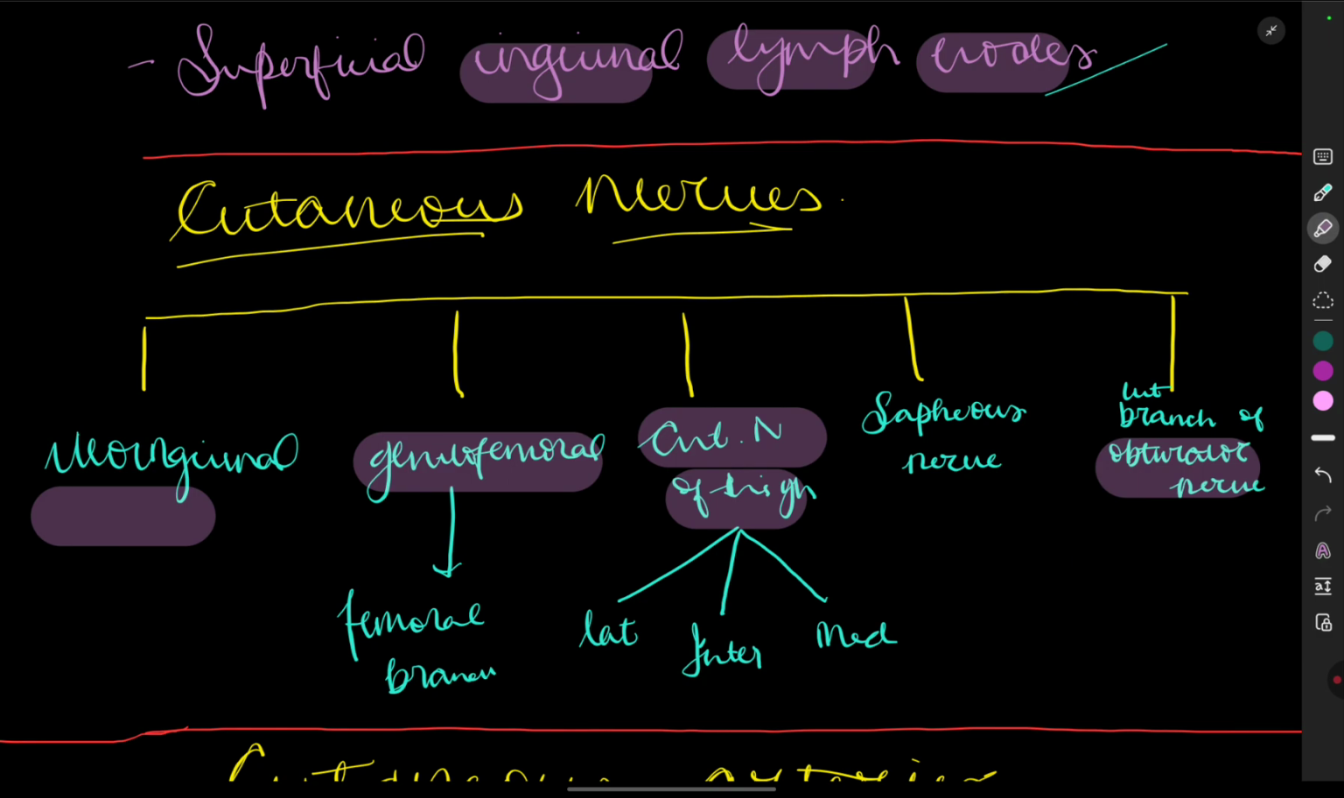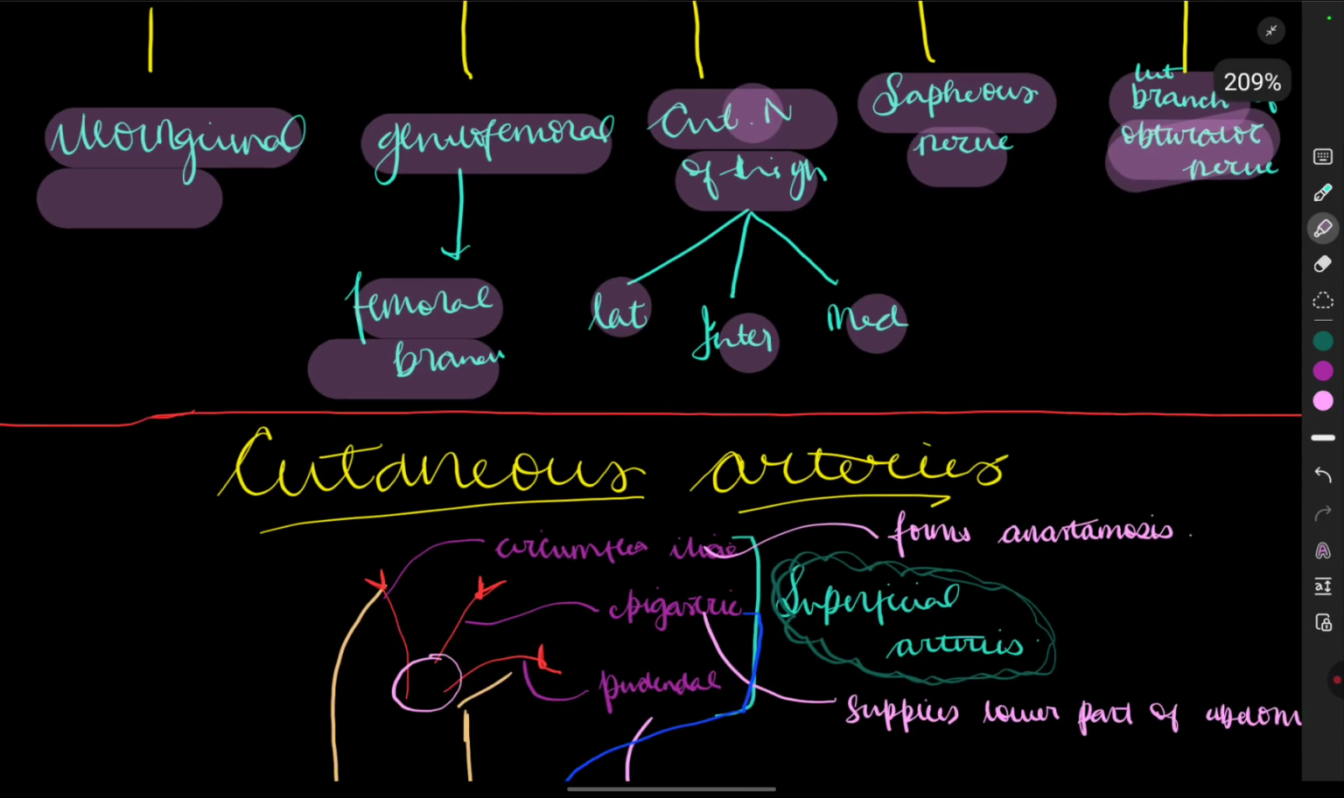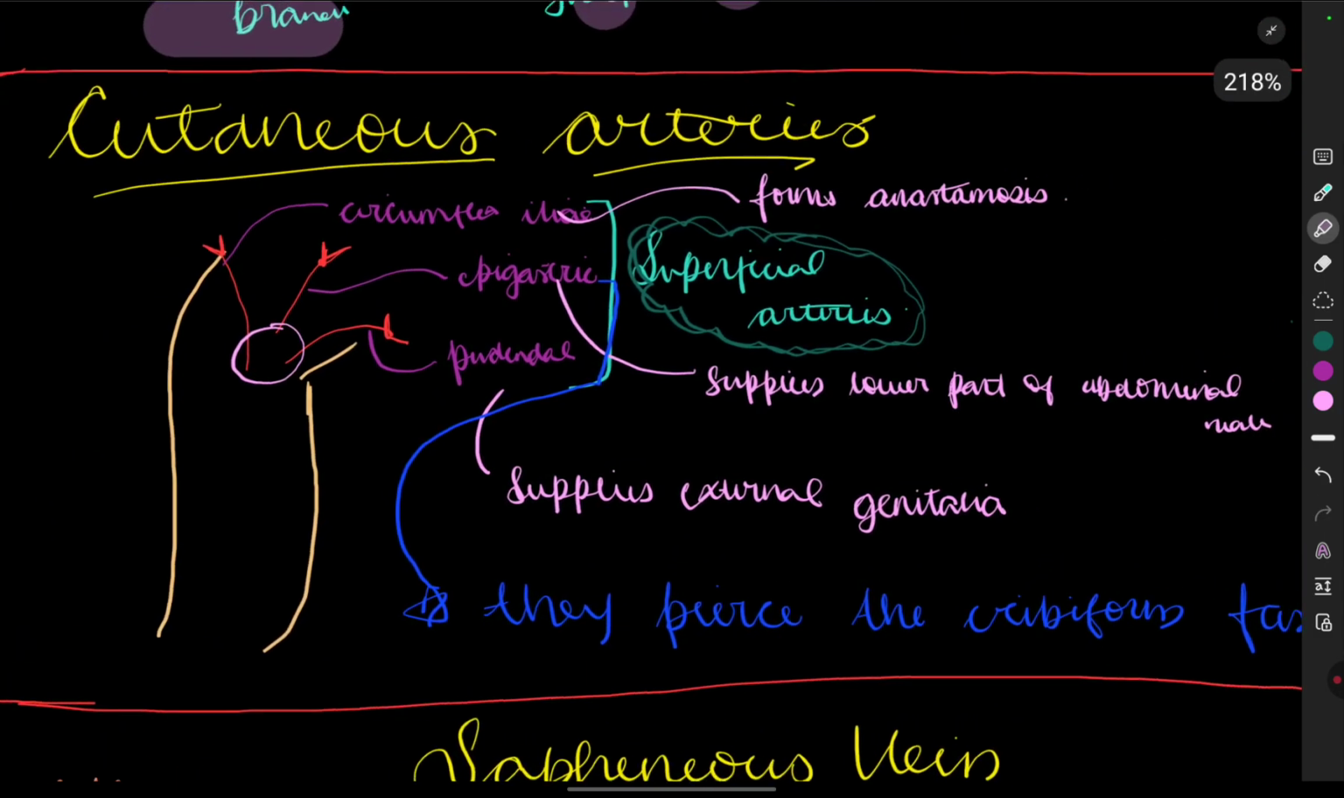nerve, it again divides into the femoral branch. So the ilioinguinal, the femoral branch, the lateral cutaneous nerve of thigh, the intermediate cutaneous nerve of thigh, and the medial cutaneous nerve of the thigh, the saphenous nerve, and the lateral branch of the obturator nerve. So these are the cutaneous nerves that are present in the superficial fascia.